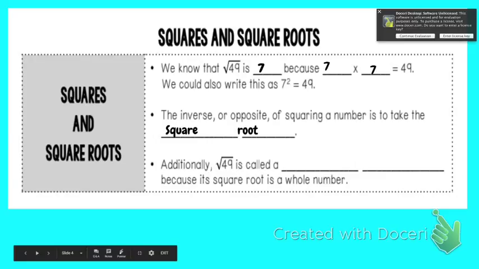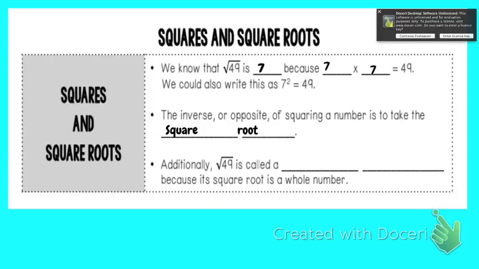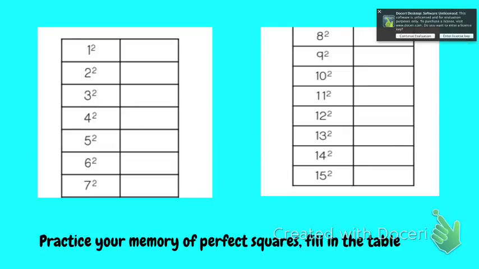Okay? So if you go back up and look at the top, the square root of 49 is 7, right? 7 squared is 49, okay? So when you're asking for the square root, you're looking for the whole number that multiplies by itself. So the square root of 49 is also called a perfect square because the square root is a whole number. Okay, so what we're going to do is practice our memory of perfect squares, or you can use your multiplication sheet, and we're going to fill out the table.